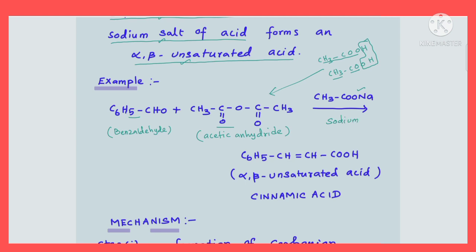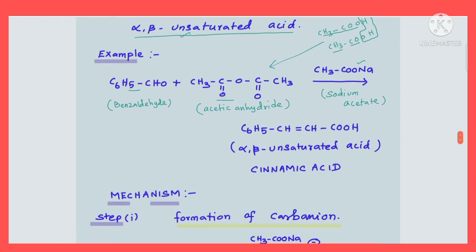Okay, here sodium acetate acts as a base. It helps for the formation of carbanion. Okay, right. Now this results in formation of an alpha beta unsaturated acid. So this is an acid with a CH group and a COOH group, and this is the alpha carbon, this is the beta carbon. Now you can see there is an unsaturation, a double bond between alpha and beta carbon. That's why it's called alpha beta unsaturated acid.